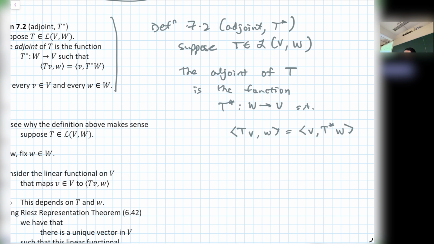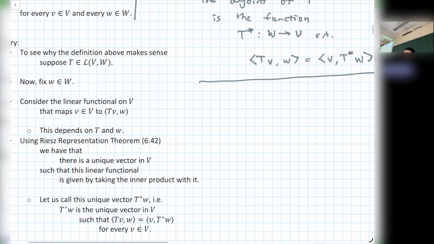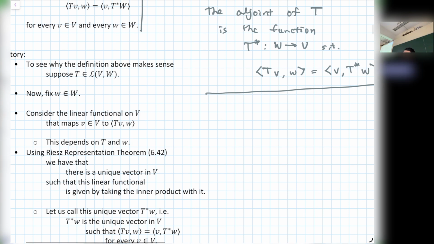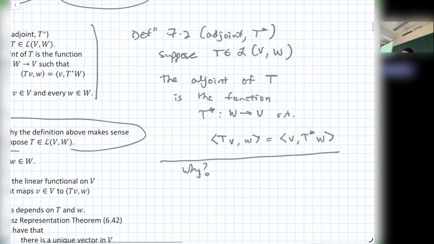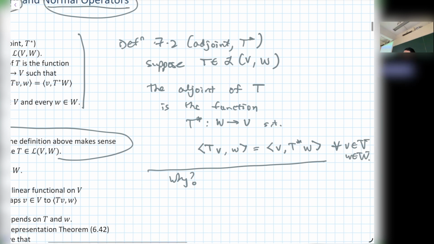Okay, now let's try to see why this definition actually makes sense in view of what we just learned, in particular, in view of Riesz representation. So, let's see. That's exactly the question. Why does this definition make sense? Oh, I forgot to mention this is true for all V in capital V and W in capital W. So this property needs to be satisfied for all vectors in both vector spaces.